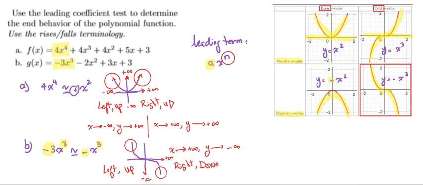Now I can do the same thing for the x's and the y's from the left side. We know the graph is going to the left, so that means the x is going to minus infinity, and we see the graph is going upward. It means the y is going to plus infinity. All right, so I hope this helps.